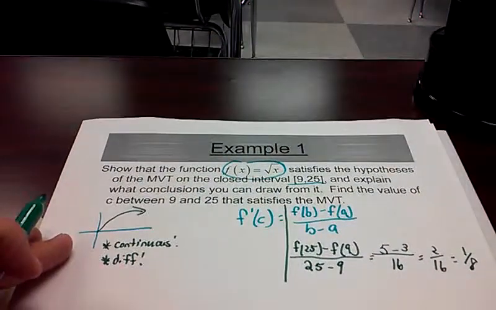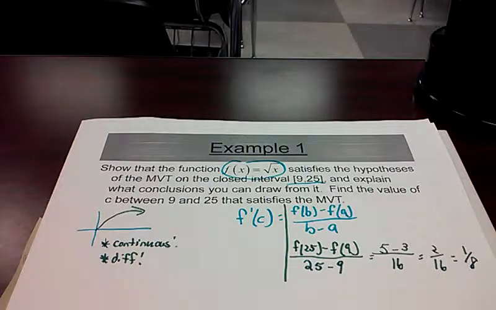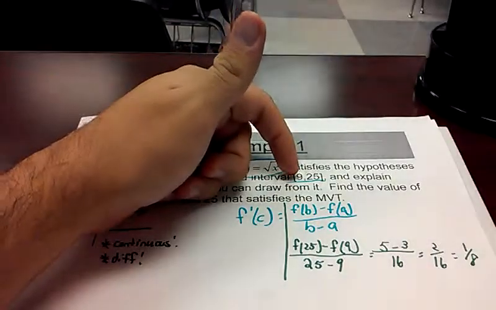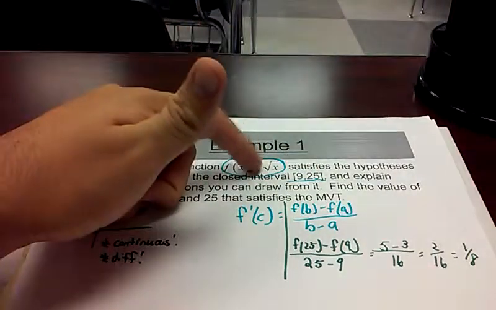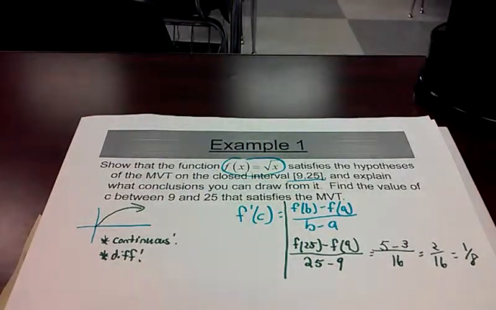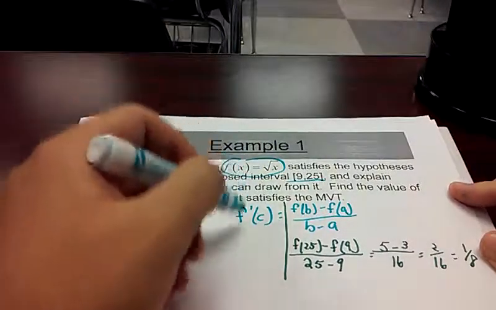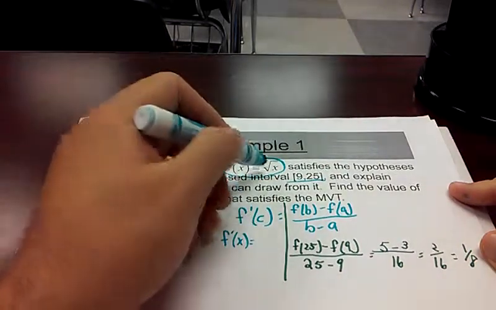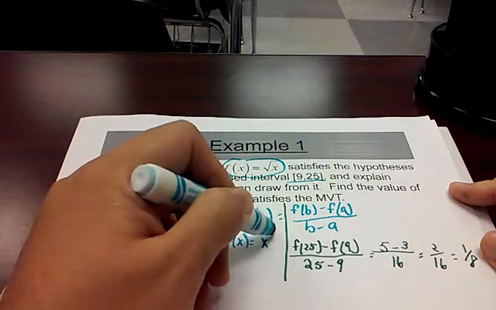So what the mean value theorem says is that there has to be some point between the numbers 9 and 25 such that the derivative at that point is 1/8. So we need to figure out what that point is. So I'm going to take the derivative of my function. You can rewrite the square root of x as x to the 1/2.